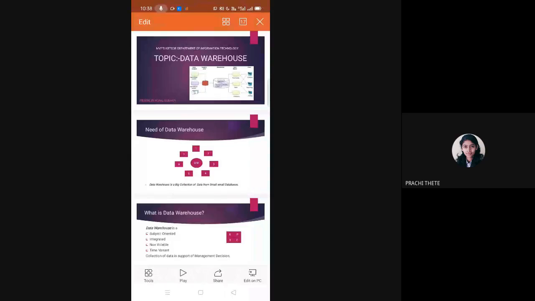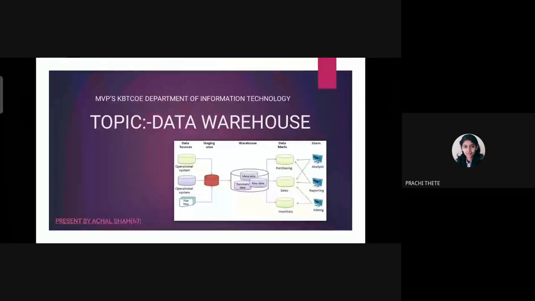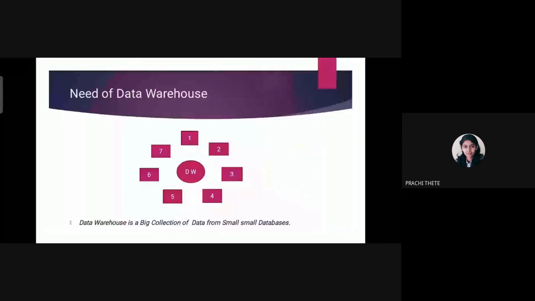Today, hello friends, today I am going to explain the topic data warehouse. So let us see data warehouse. What is the need of data warehouse? For this, I am going to explain it with one example.